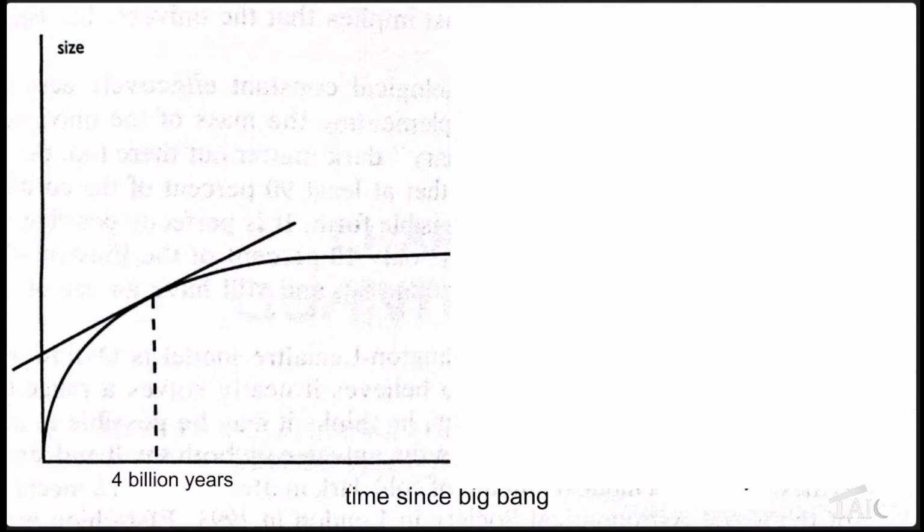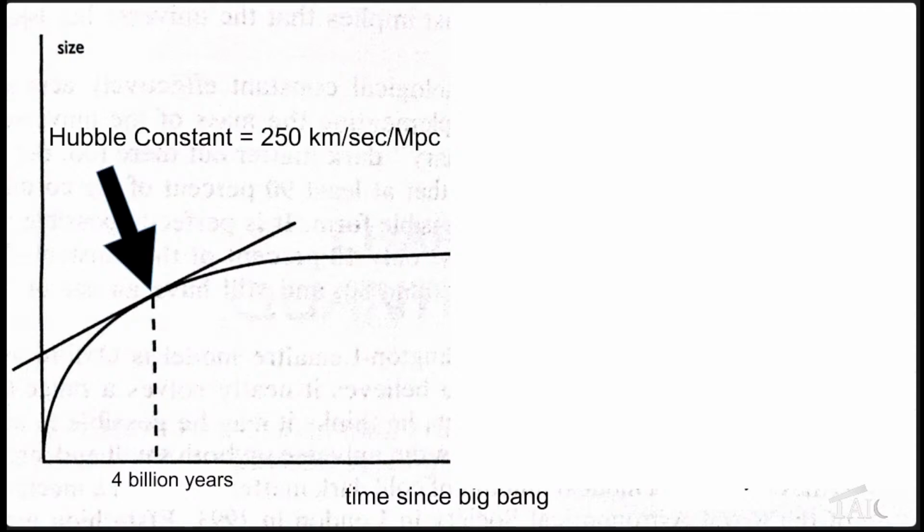This is a graph from a very old astronomy paper, and what it shows is time along the x-axis and the size of the universe along the y-axis. So at time zero, we had a big bang, and the universe began expanding, but it slowed down due to gravity. And at about 4 billion years, we had this point in time where the slope of the Hubble constant would have been the required 250 kilometers per second per megaparsec.